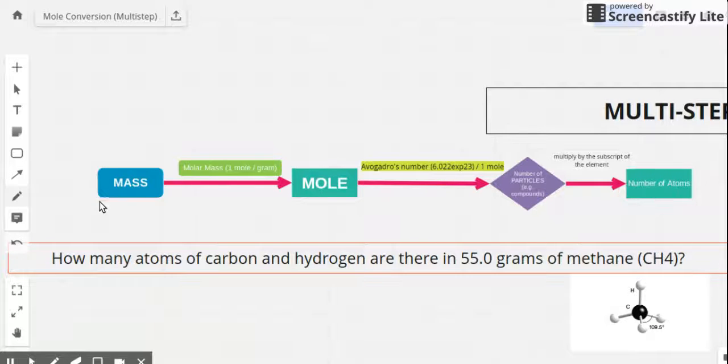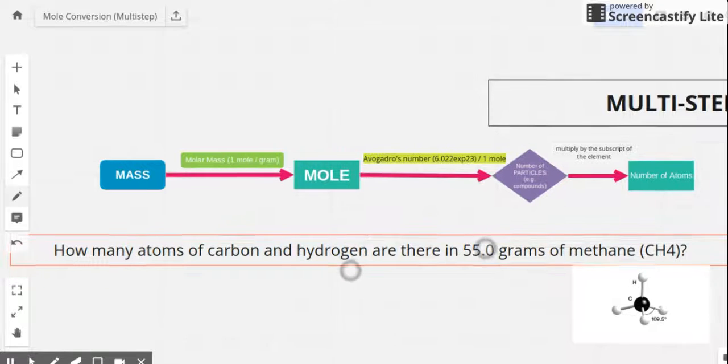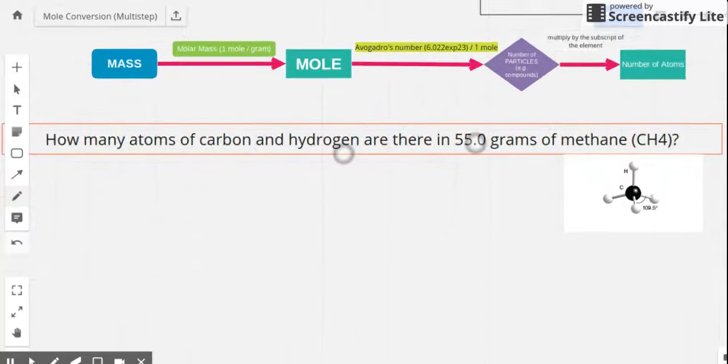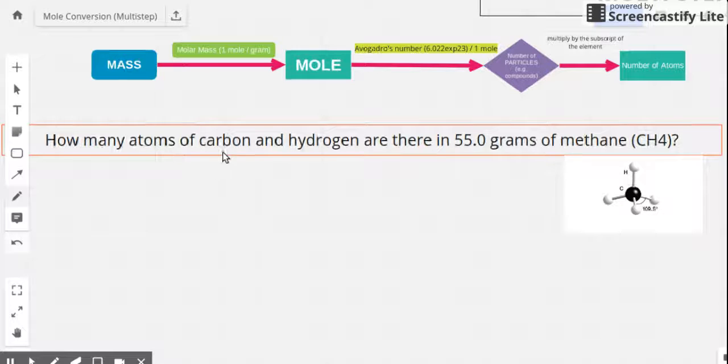So if ever you're given such a problem, that means you are having a multi-step conversion. Before you can get what you're looking for from the mass, you need to pass by mole first, and then you get the number of particles, and then you eventually move forward to get the number of atoms. Let's take, for example, this first problem. How many atoms of carbon and hydrogen are there in 55.0 grams of methane, CH4?